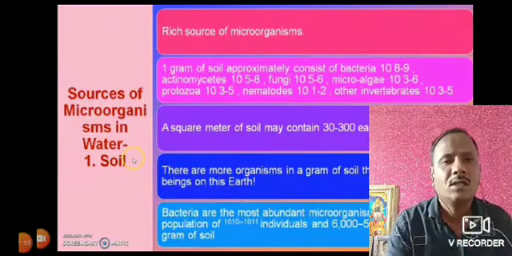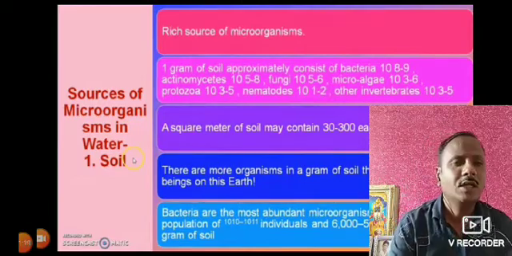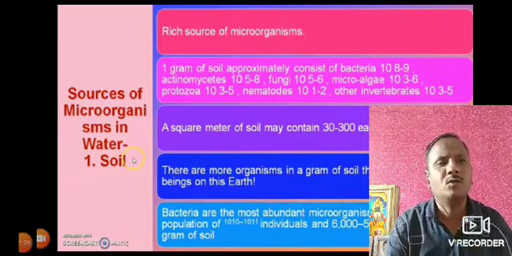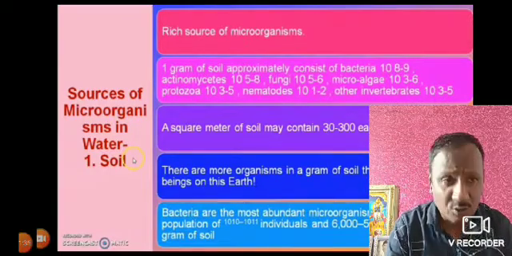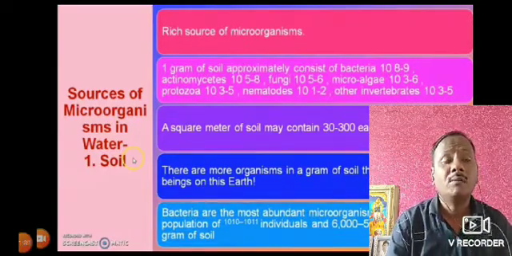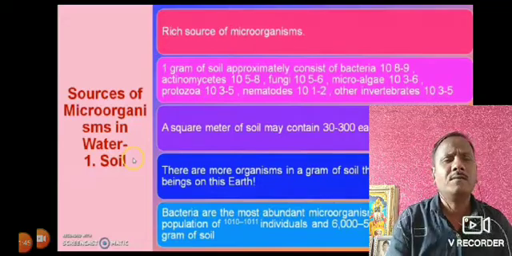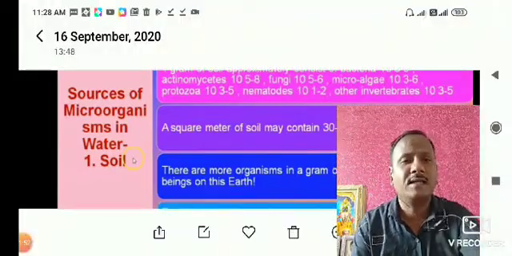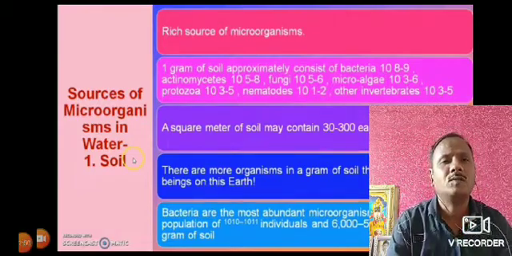So first is the soil. It is an important source of microorganisms in water, because soil contains a number of microorganisms. Compared to air, water, organic matter, animals, plants, or any human activities, soil is the richest nutrient source. That's why more microorganisms are present in soil compared to the others. All different types of microorganisms are present in the soil, and they get deposited in each and every part of the soil.